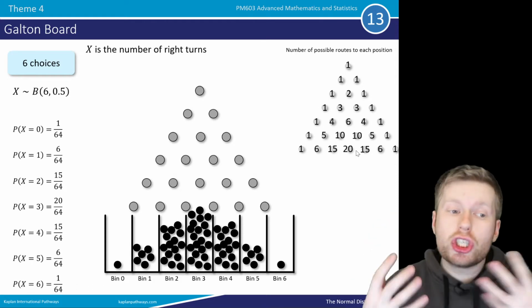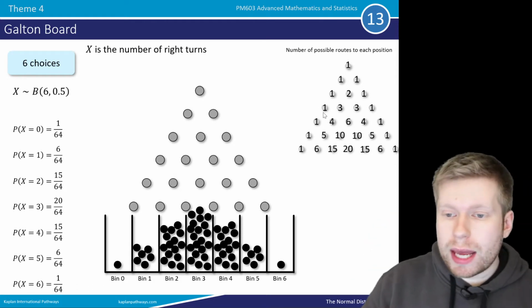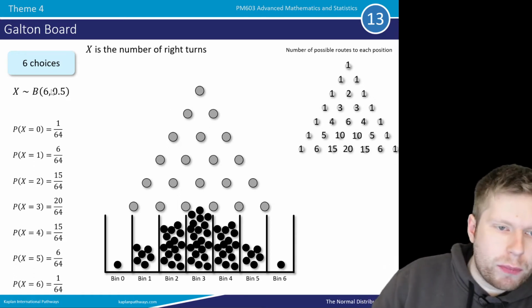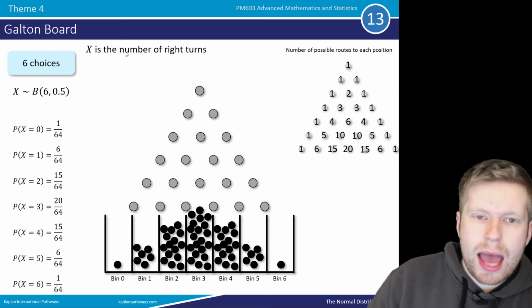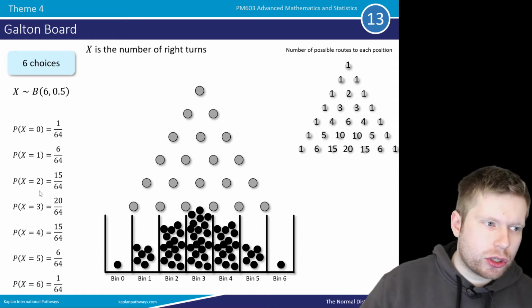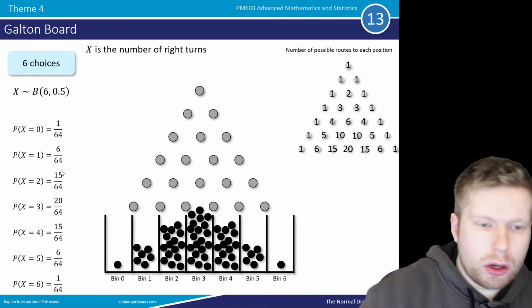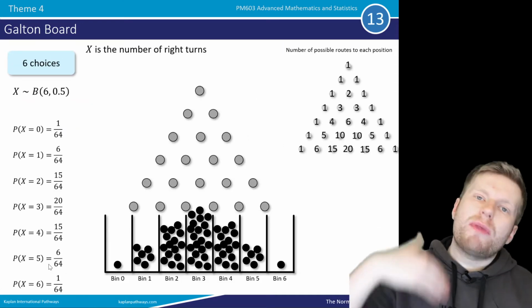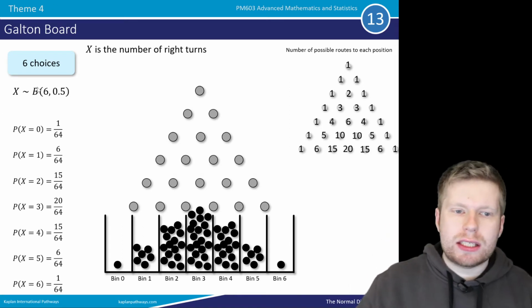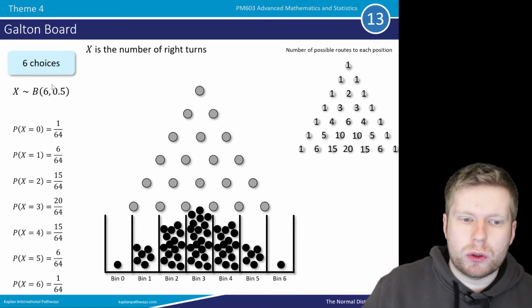By the way, this is just a combination. Okay, this is a combination. I'm thinking about the number of right choices from the number of choices that I'm making. Okay, so X is the number of right turns. How many of those turns are right? Well, I'm looking at each of these probabilities down here, and I'm thinking about how many different ways there are of making that many choices from 6 possible choices in total.